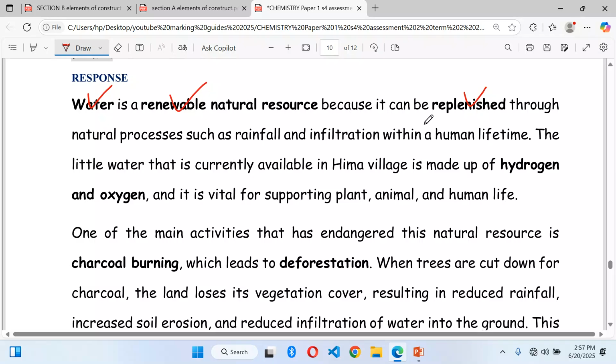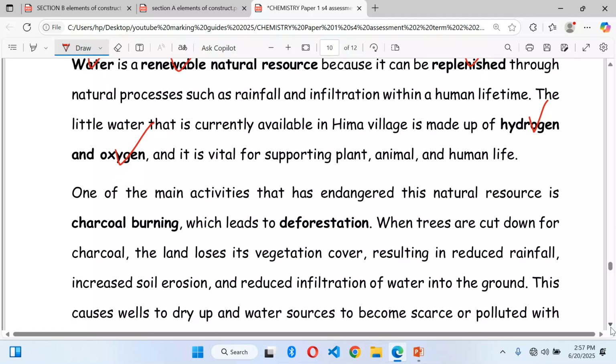But we say don't stop there. We look at the composition. So they're saying the little water that is currently available in the village is made up of hydrogen and oxygen. So there we have talked about the composition, and it is vital for supporting plant, animal, and human life. That's the first paragraph, and you get all your 5 scores.